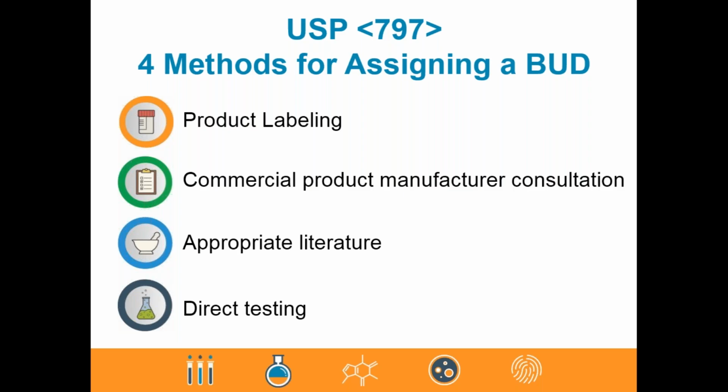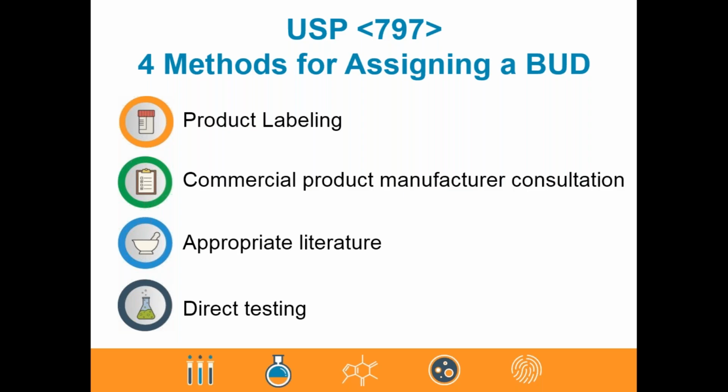It talks a lot about, for the theoretical BUD, that you need to be very careful about the literature sources that you use, and any differences in the formulation, the container closure, the storage temperature, all those things can lead to a likelihood of error in assigning your BUD. So the closer the match in the literature that you find, the less likelihood of error in assigning your BUD. So be careful when using literature. As I said, that's a theoretical BUD according to USP.